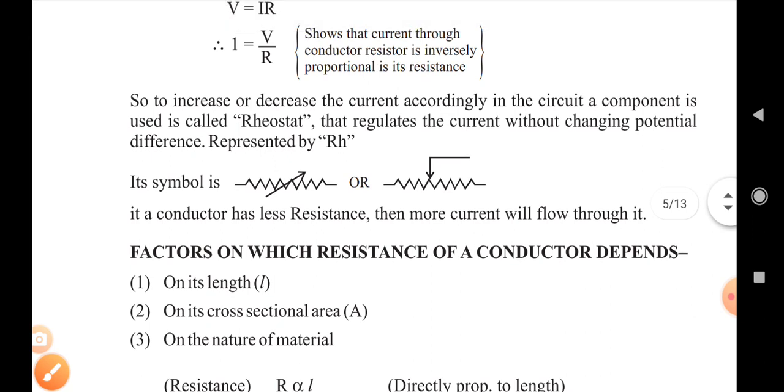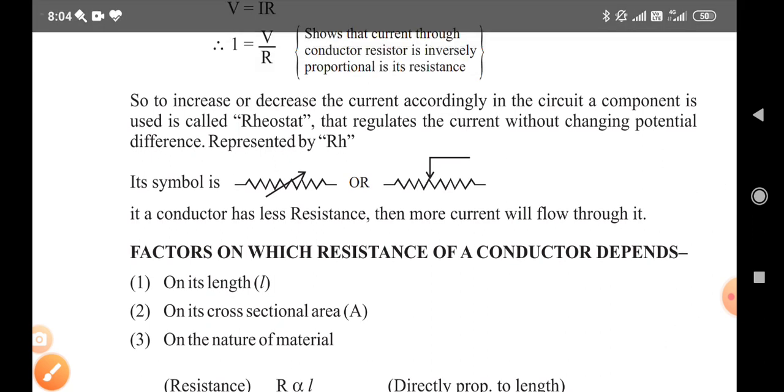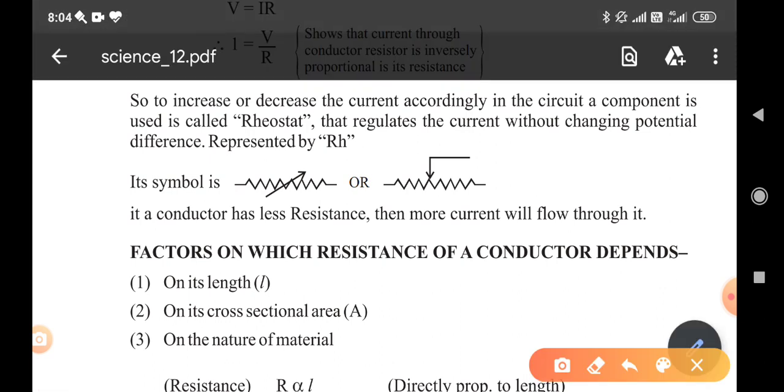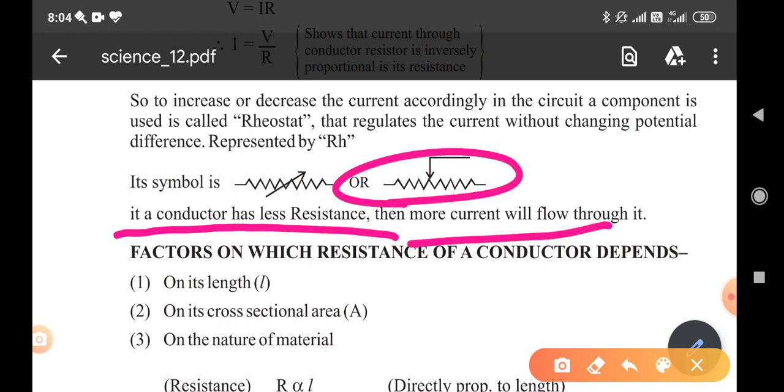If a conductor has less resistance, then more current will flow through it. It means the variable resistance always slightly differs from one point to another point.